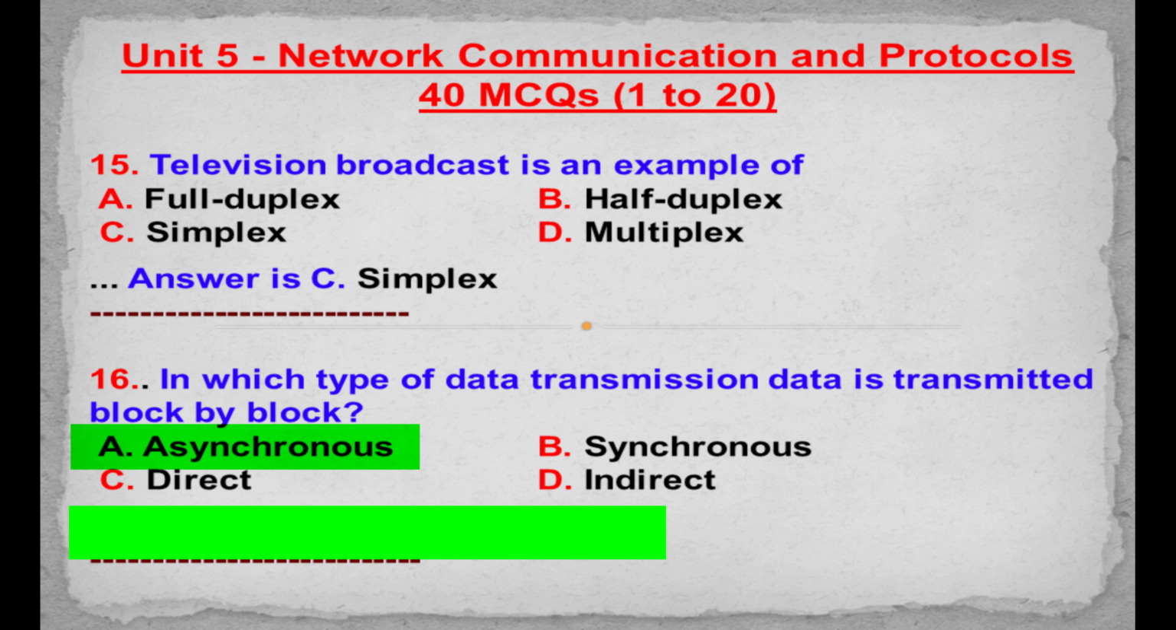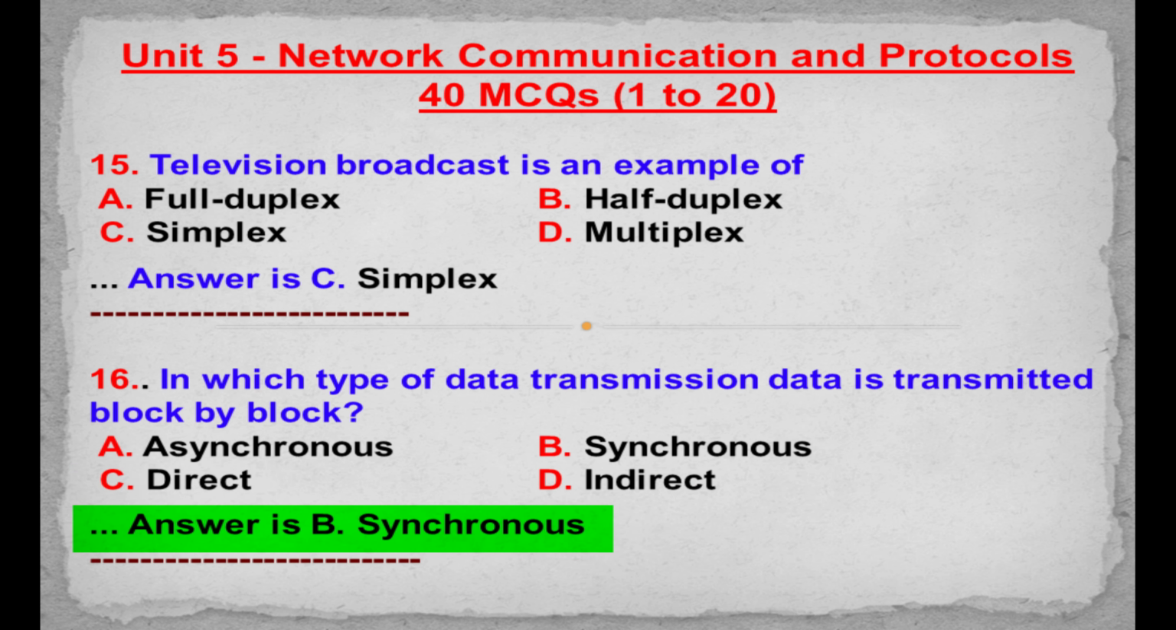MCQs number 16. In which type of data transmission is data transmitted block by block? Option A, asynchronous. Option B, synchronous. Option C, direct. Option D, indirect. Correct answer is option B, synchronous.